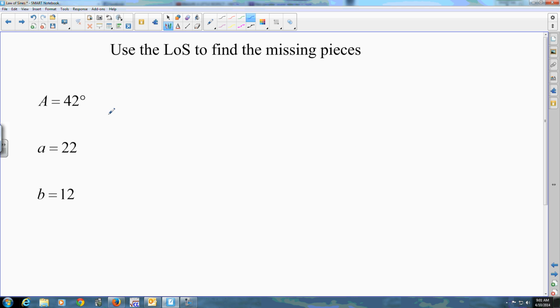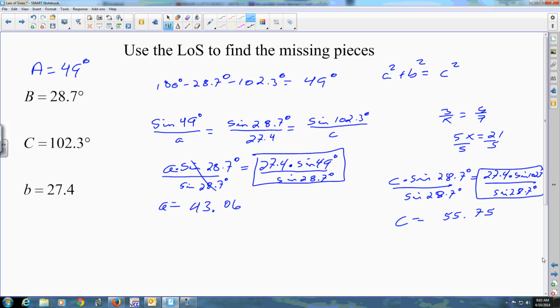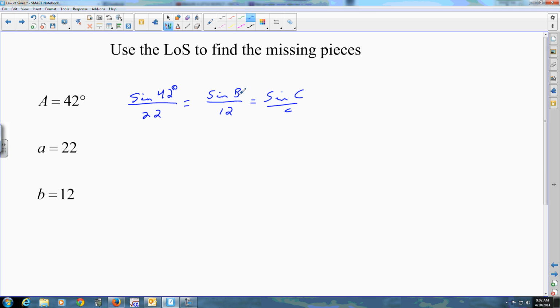Find the missing pieces. So set up what you got: sine of 42 degrees over 22. And earlier I said you need to have a pairing. This is what I mean. You need to have an angle and its side, otherwise you can't solve a proportion. Sine of B over side B equals sine C over C. Once I find angle B, then I can get angle C by subtracting them off of 180, just like I did here. So the first thing I have to do is find angle B.